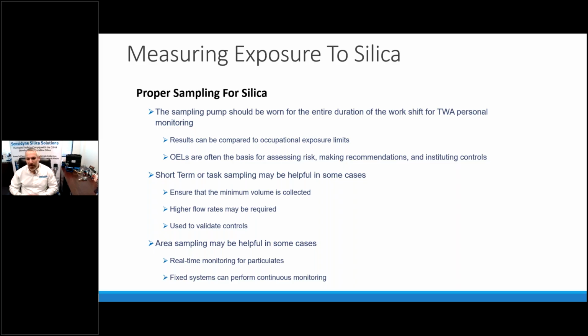We need to collect higher flow rates. So a lot of times, if we don't collect enough volume, you'll be below the laboratory's limit of detection or limit of quantification. And in order to get around that, there are cyclones that can be used with higher flow pumps to basically collect at a higher flow rate to get that higher volume in order to meet that laboratory's limit of detection. So in addition to some task samples or these short-term samples, area sampling may also be useful.